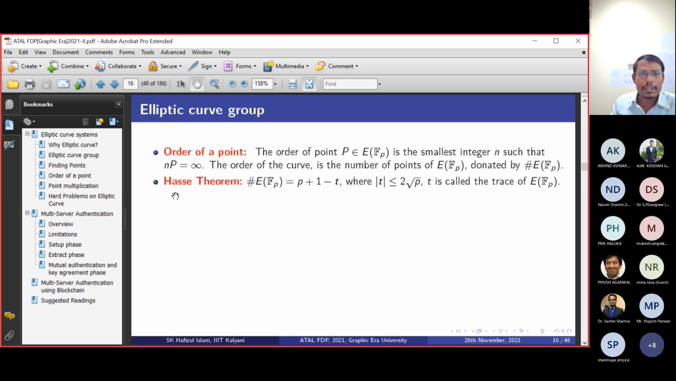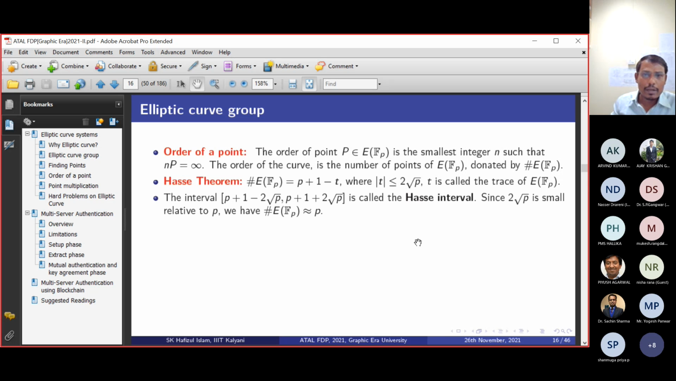Here is one important theorem, called Hasse's theorem. The order of the elliptic curve points is P plus 1 minus T, where this T is bounded by this expression. This is called the trace of this curve. With respect to this relation, this interval is called the Hasse interval. That means the number of elliptic curve points lies within this interval. And you see P is a very large number, so with respect to P, this number is small. That is why the number of elliptic curve points is approximately equal to P.